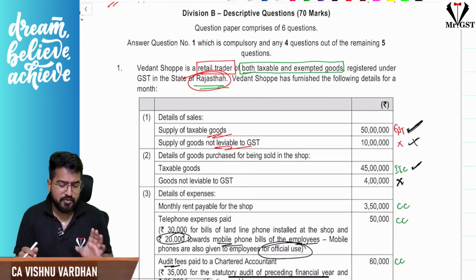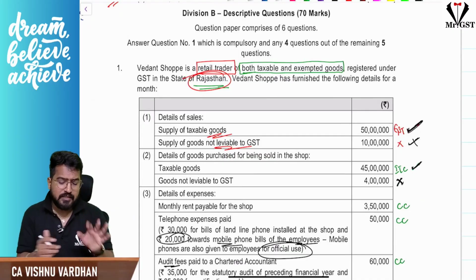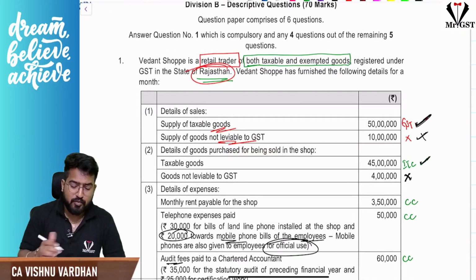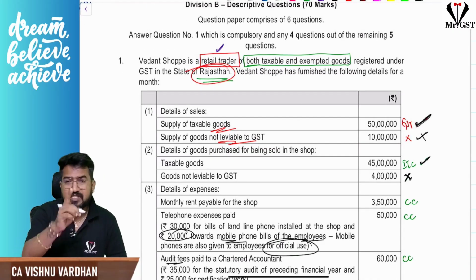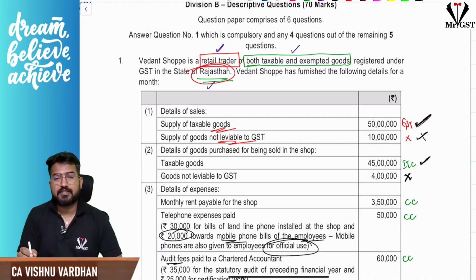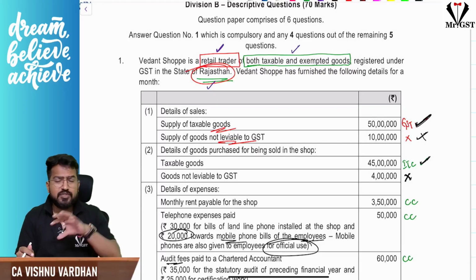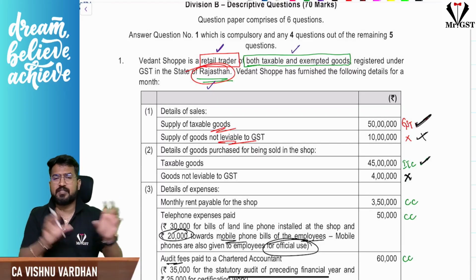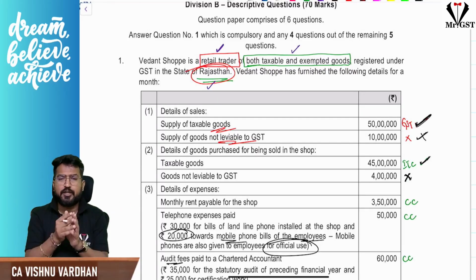If you see the first question, the interesting information we have to identify is that this fellow is a retail trader dealing with both taxable goods and exempted goods in Rajasthan. Why do you have to identify this now? Because this question is regarding common credit. That means taxable and exempt goods are there, and things are commonly used.